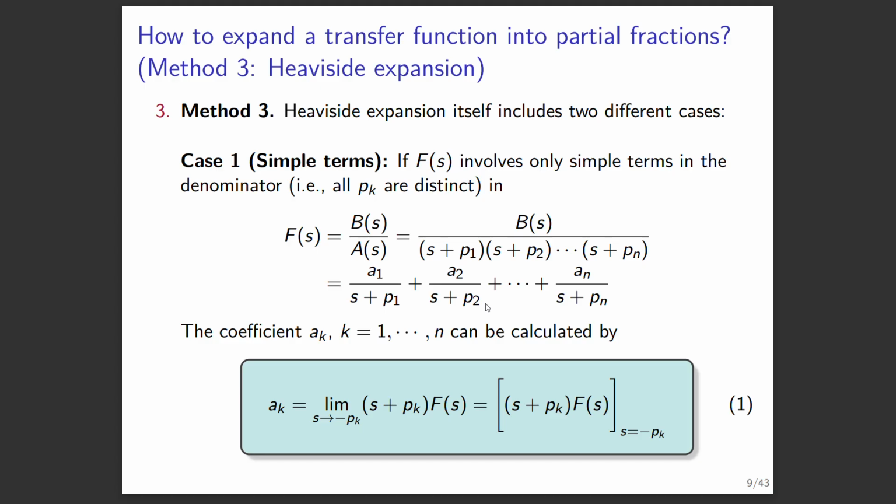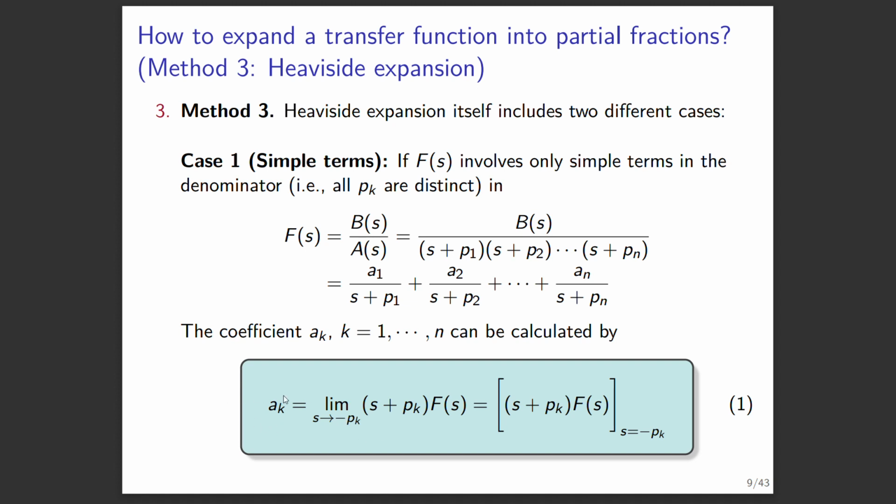If that's the case, and you want to write f of s as terms, s with s plus p1 in the numerator, s plus p2, s plus p3 to s plus pn, and you want to find a1, a2 to an, you can use this formula. Now, this is a scary looking formula, but if you actually think about it, it's kind of simple.